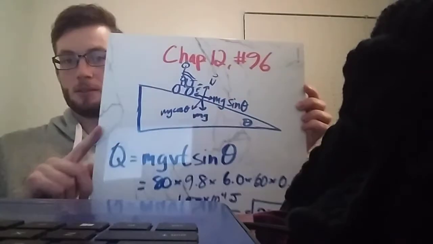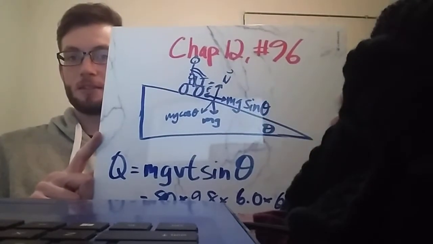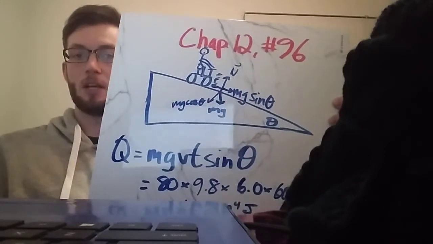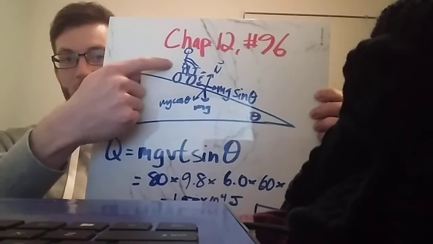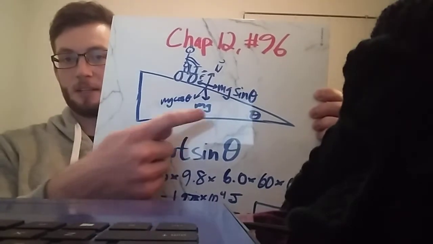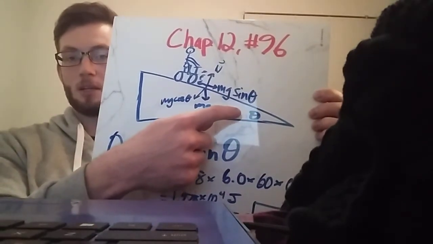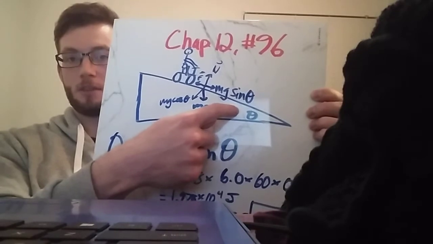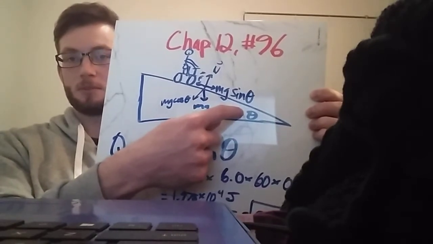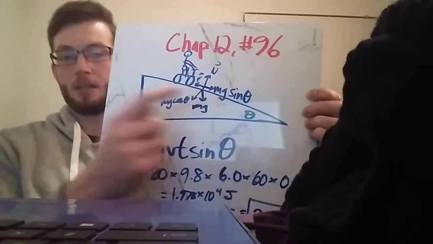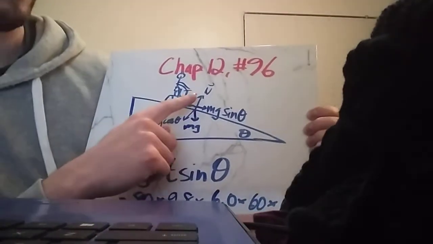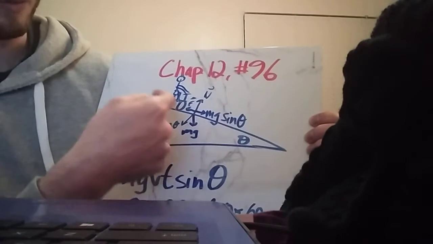Alright, so conceptually, to visualize this, I made this amazing little drawing with my little dude riding his bike down a hill. Now we've got a 7-degree incline, which we'll symbolize with theta. And then we also have our different forces. We've got the normal force pointing up. We have friction force pointing back.